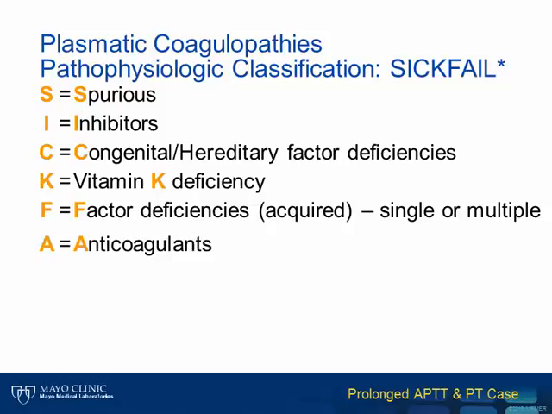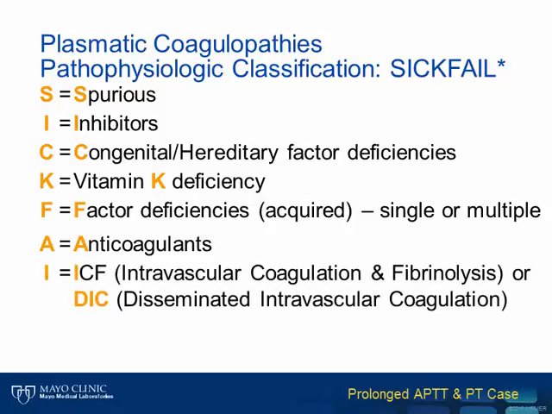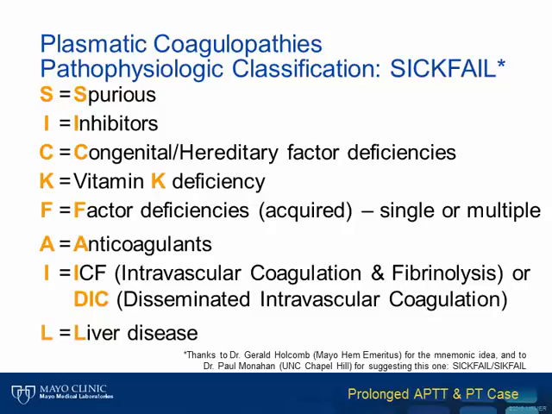Anticoagulants are increasingly ubiquitous and include warfarin, heparin and low molecular weight heparin, and direct-acting inhibitors of thrombin or coagulation factor 10A. ICF, intravascular coagulation and fibrinolysis, or DIC, disseminated intravascular coagulation, there are many causes and manifestations of ICF-DIC, including prolonged clotting time tests. Liver disease can cause a typical pattern of abnormal coagulation test results with varying severity and significance.